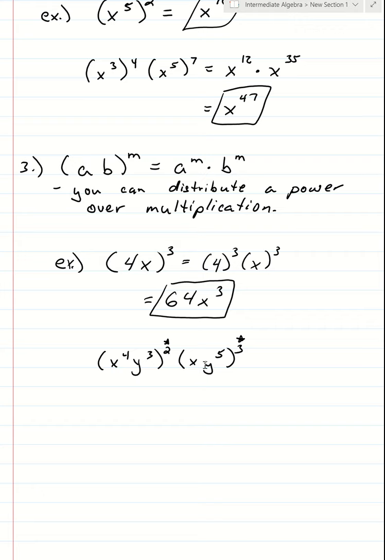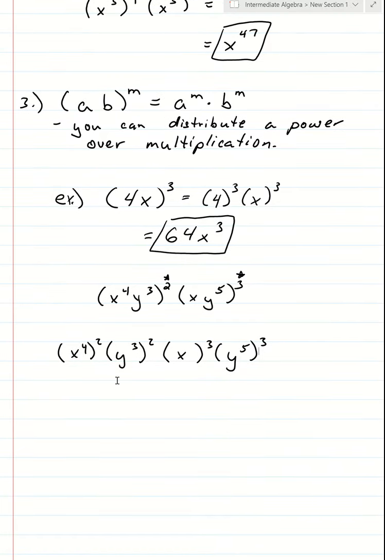So what's going to happen is that you're going to have x to the fourth squared, y to the third squared, because I can distribute the power of 2 on these two things being multiplied. Then I have to do the same thing here. That would give us x cubed, and of course y to the fifth cubed. And that could all be done once again because of our third law of exponents. But now the second law tells us that when we have a power to a power, we want to multiply those powers. And so x to the fourth squared would become x to the eighth.